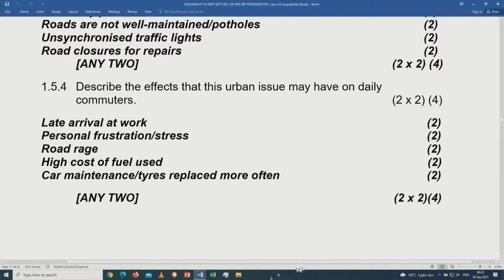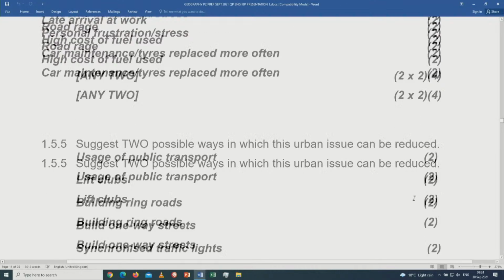1.5.4. Describe the effect that this urban issue may have on daily commuters. You find that it can lead to late arrival at work for 2 marks, then personal frustration or stress when people are stuck on the road. It sometimes leads to road rage. It sometimes has high costs of fuel that is used. And it also contributes to car maintenance, replacing of tyres more often. So out of all this, you only take 2. And that amounts to 4 marks. Okay, the next question.